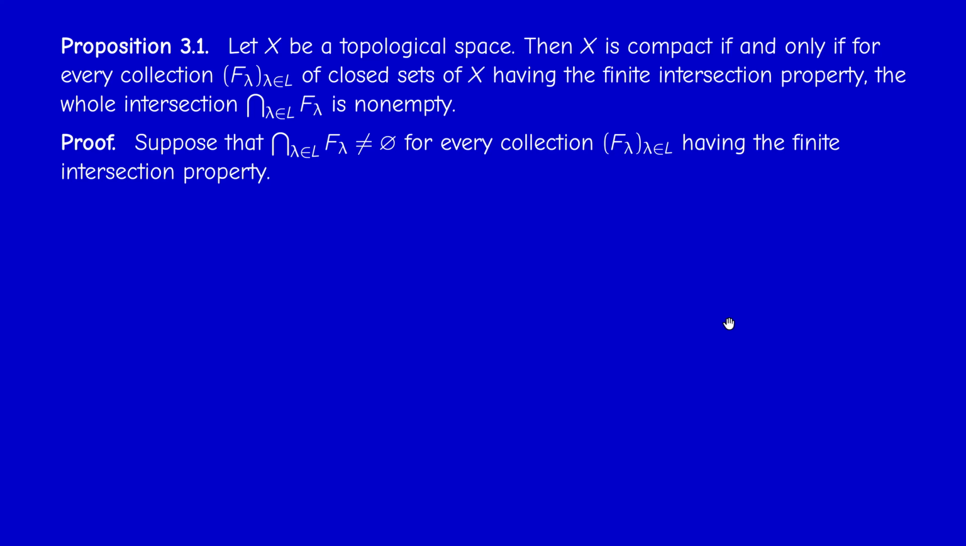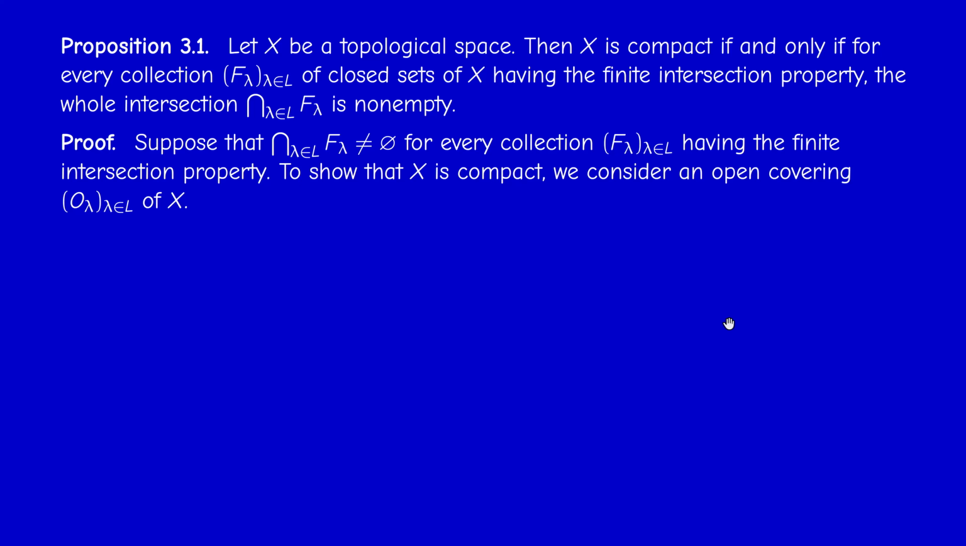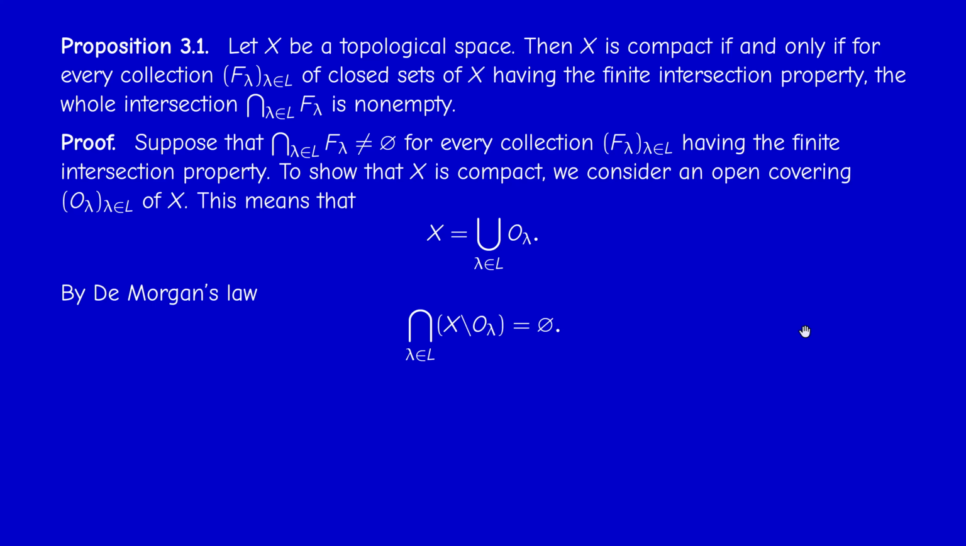So I will assume that X has this property that the whole intersection is not empty whenever the collection of closed sets has the finite intersection property. And I want to prove that X is compact according to our definition of last time. So for this, I go back to the definition and I consider an arbitrary open covering of X. Now therefore X without the union is empty, but the complement of the union is the intersection of the complements. So this is De Morgan's law. So the intersection of these sets is empty. And now if O_lambda is open, then the complement that I can call F_lambda is closed.